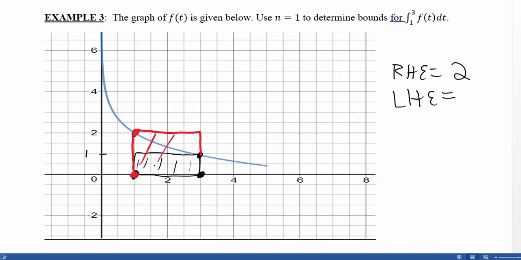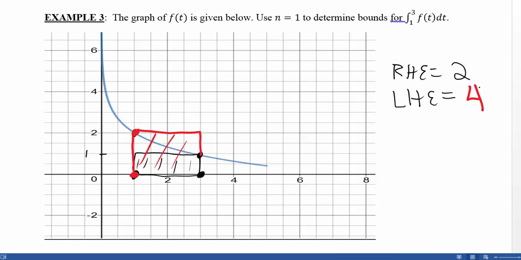So my left-hand estimate is the estimate I get from when the left-hand corner of the rectangle would touch the function. And so again, I have a base of 2 units because it's going from 1 to 3, but now I have a height of 2 units, and 2 times 2 is 4. So my overestimate is 4, and my underestimate is 2. So those are my bounds. My exact area under the curve has to be between 2 and 4.